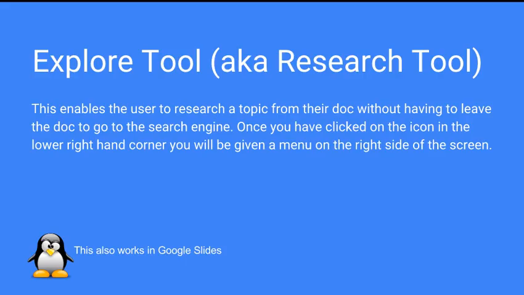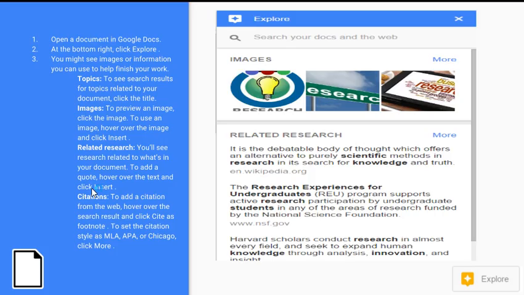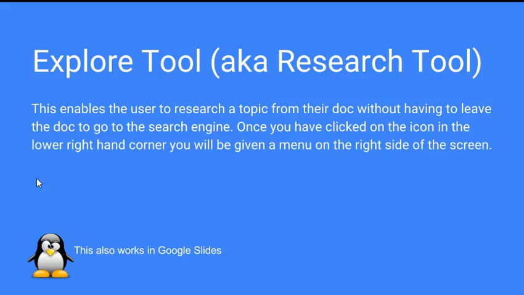Under that one, if you click on it, you can also click on it from the toolbar area, or it also shows up at the bottom right-hand corner of your screen if you have a document open. And we'll get to that and show you what all that stuff's about. It's also available in Google Slides. The research tool, if you're in a regular Google Doc.